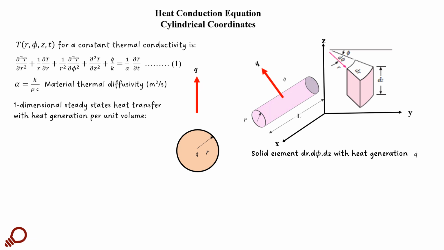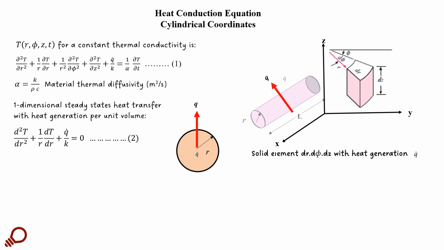So for the one-dimensional form in steady state, and that means we will take it in the direction of r, the radial form: d square T by dr square plus 1 over r dT by dr plus q dot divided by k equal to 0. And the right-hand side is equated to 0 because there is no change in the temperature of the cylinder with time.